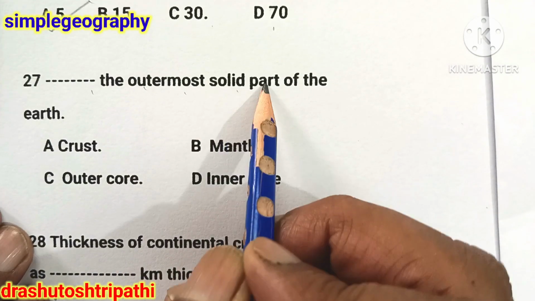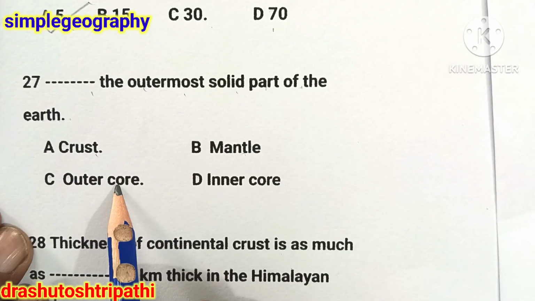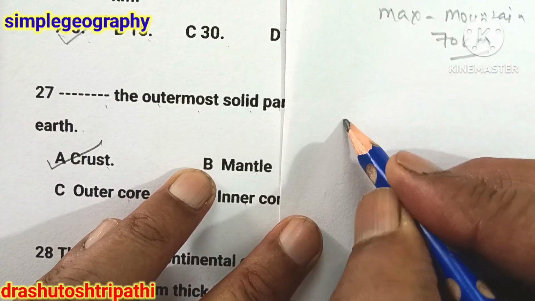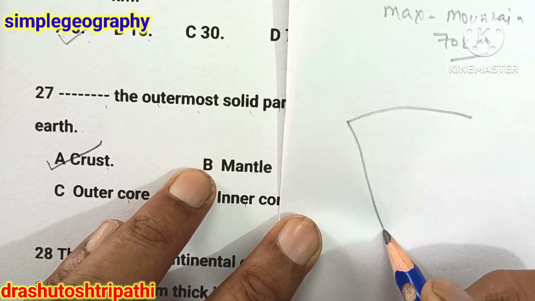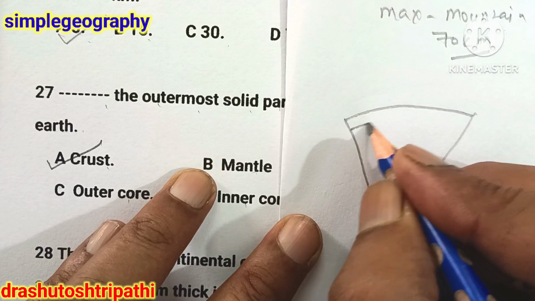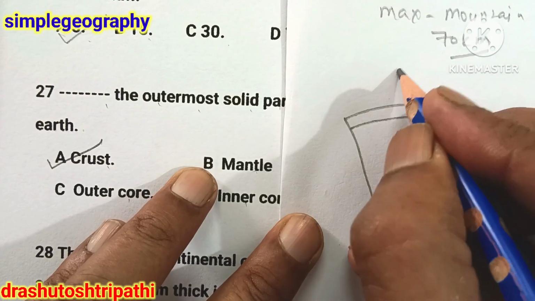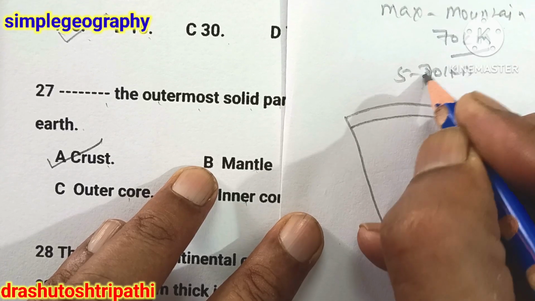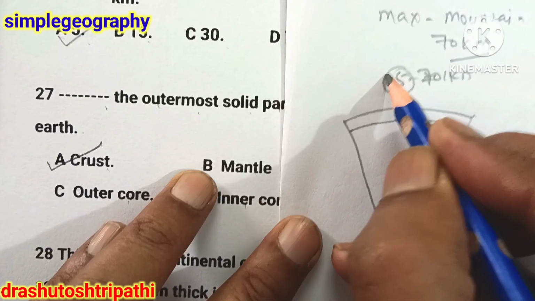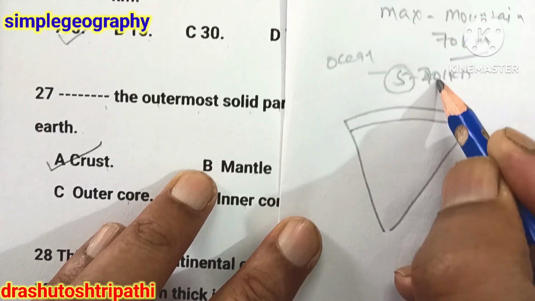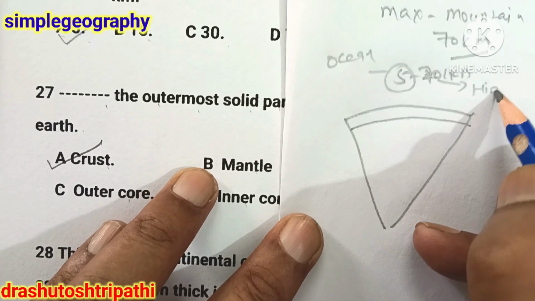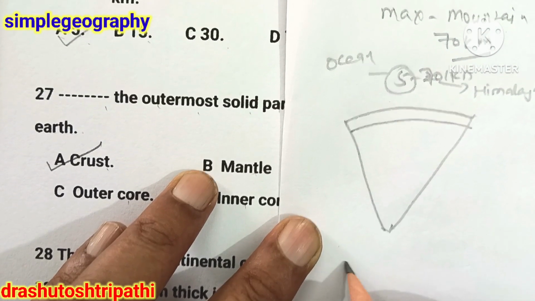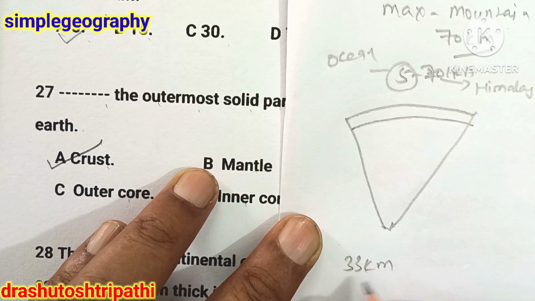Which is the outermost solid part of the earth? Crust, mantle, outer core, inner core. The answer is the crust. Crust is the outermost part of the earth. Its thickness is 5 to 70 kilometers: 5 kilometers at the ocean and 70 kilometers at the Himalaya. The average thickness of the earth's crust is near about 33 kilometers.